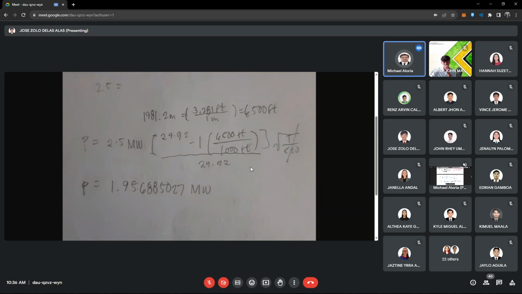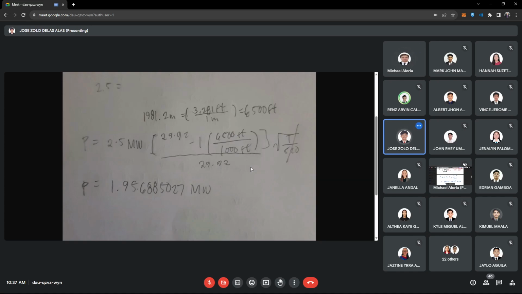Para ma-establish muna na ang engine mo ay nasa certain elevation above 1,000 feet. Kasi kung nasa sea level, wala na tayong pag-uusapan. Installed po siya sa 1,981.2 meters. Kinonvert po siya sa feet, so 6,500 feet po, which is above 1,000 feet. In-input po para makuha yung B.